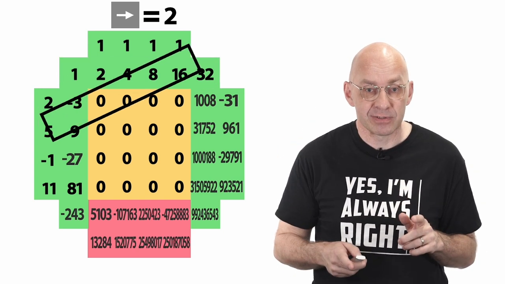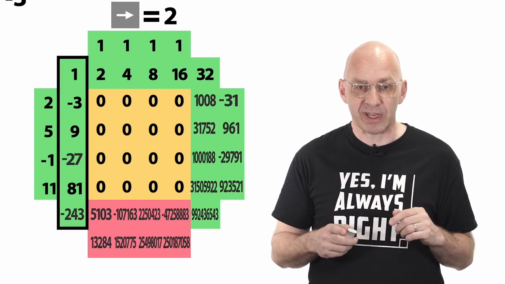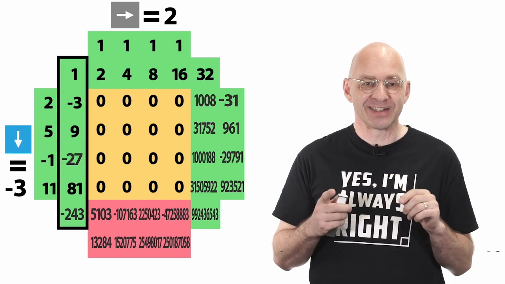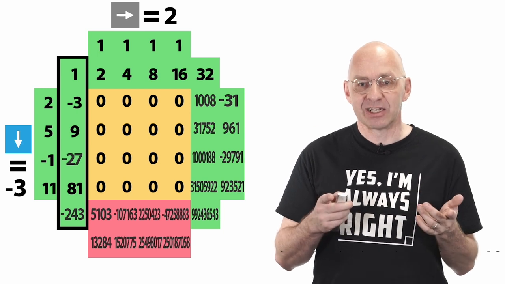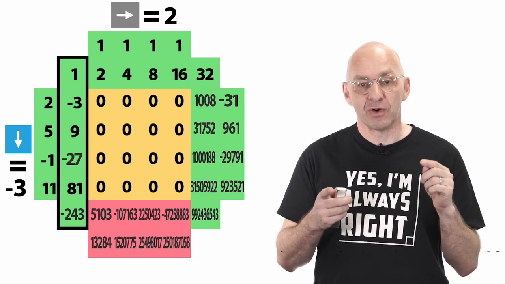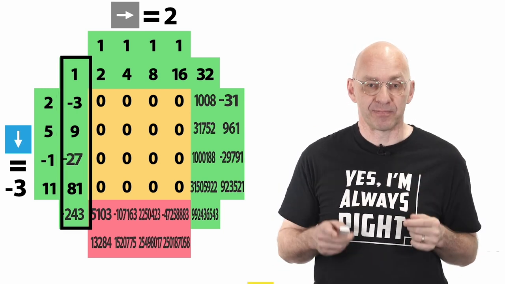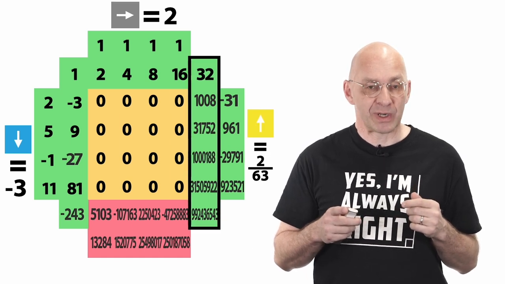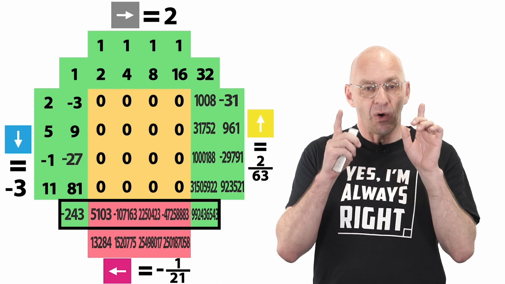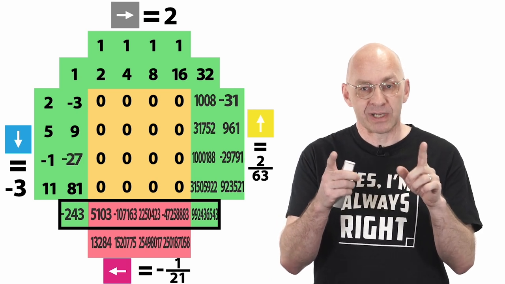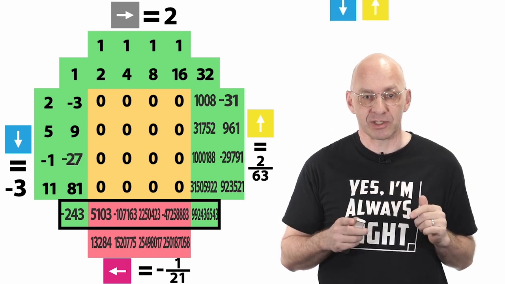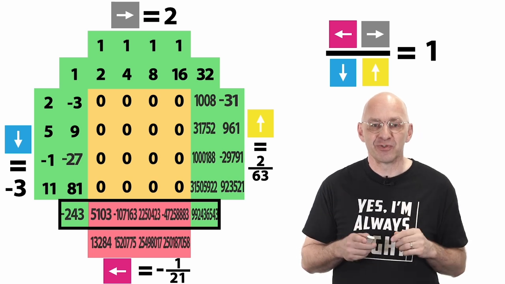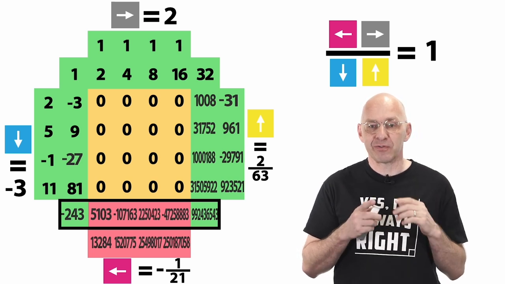Here on the left, the constant factor is minus 3. On the right we have, not so obvious this time, but you can check that we have a factor of 2 over 63 going up. And at the bottom the factor is minus 1 over 21. Also turns out that the four factors together satisfy this simple equation. Very pretty. And this will actually be true for any zero square window of even dimensions.